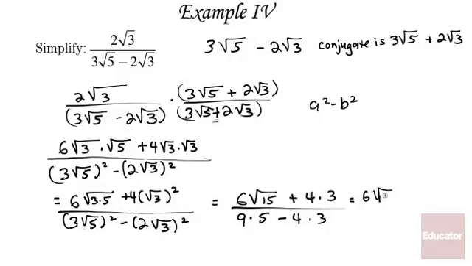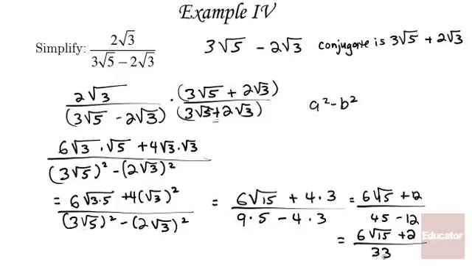Continuing to simplify, now we've done the hard part. This is 6 radical 15 plus 12 divided by 45 minus 12. Almost there. 6 radical 15 plus 12 divided by 45 minus 12, which gives you 33.